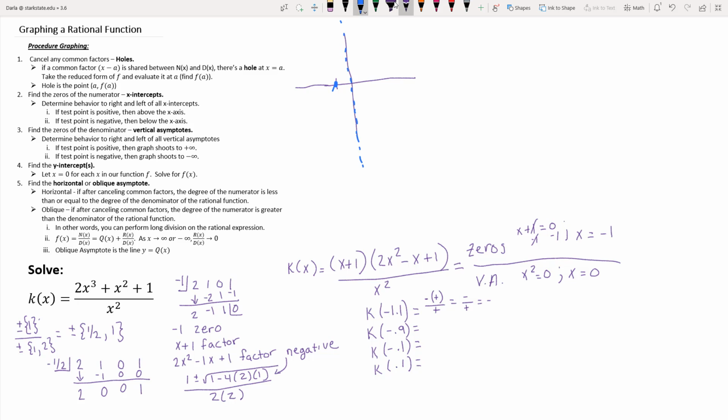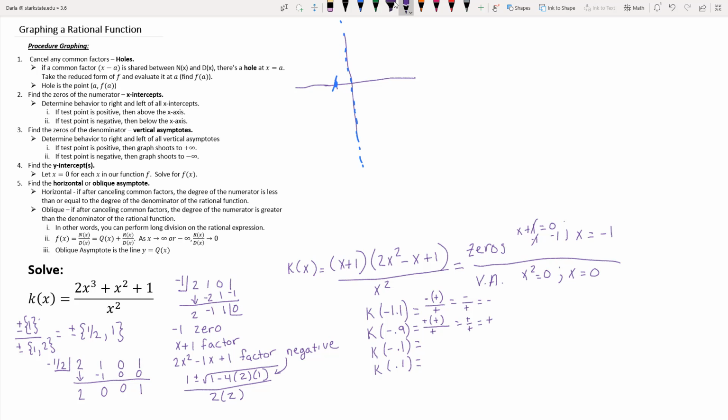And then if we continue on at -0.9, this first factor will be positive, and then -0.9 squared is going to come out to be positive, and then added to the 1 will make that positive overall, so that'll win. And then -0.9 squared will come out to be positive. So positive divided by positive is in fact positive. So the behavior to the right of that 0 is going to be above the x-axis.